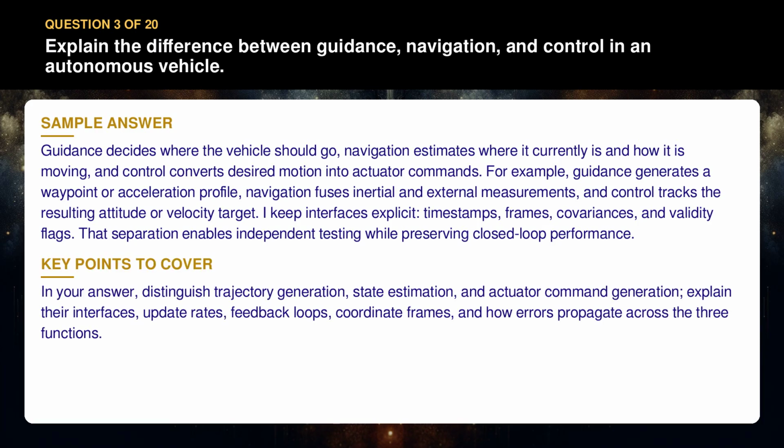In your answer, distinguish trajectory generation, state estimation, and actuator command generation. Explain their interfaces, update rates, feedback loops, coordinate frames, and how errors propagate across the three functions.